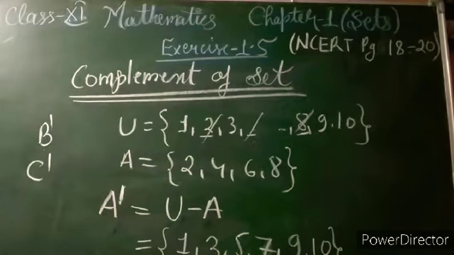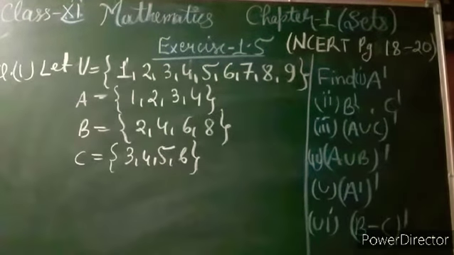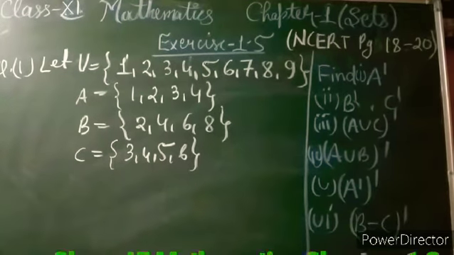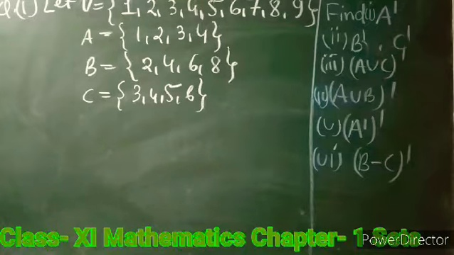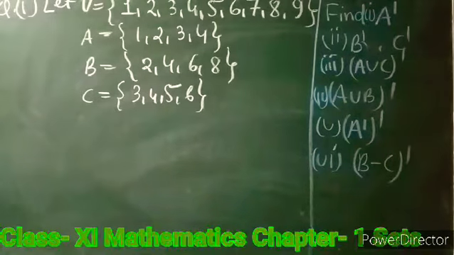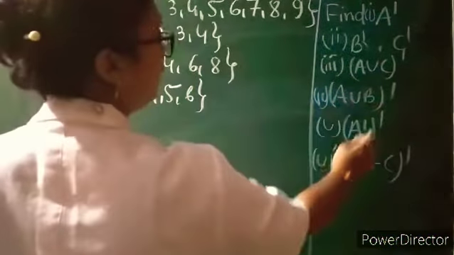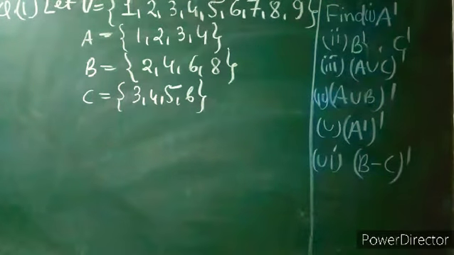Now the question says: let U is equal to 1, 2, 3, 4, 5, 6, 7, 8 and A is equal to 1, 2, 3, 4, B is equal to 2, 4, 6, 8, C is equal to 3, 4, 5, 6. Then find A dash, B dash, C dash, the complements of set A, set B, set C; complement of A union C, complement of A union B, complement of A dash, and B minus C complement.